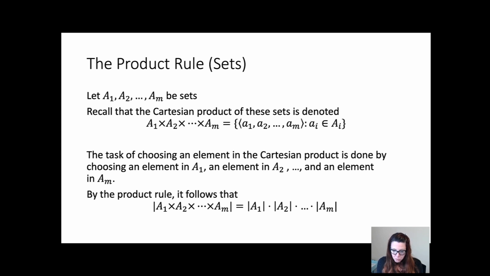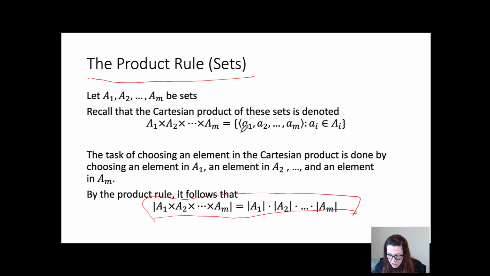All right, so the product rule with respect to sets can be extended. And we've already done this, but essentially you can do the same thing. The task of choosing something, we looked at A cross B, but you can expand that, right? So if you're choosing from one task, then a second bucket, then a third bucket, then a fourth bucket, you're still looking at that product of the number of elements for each task.